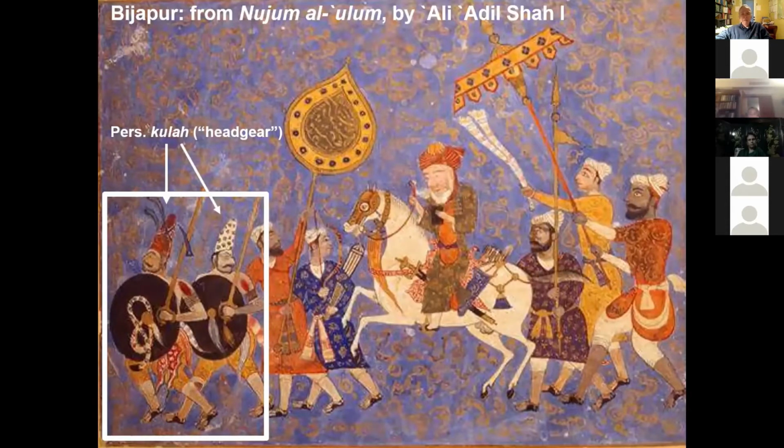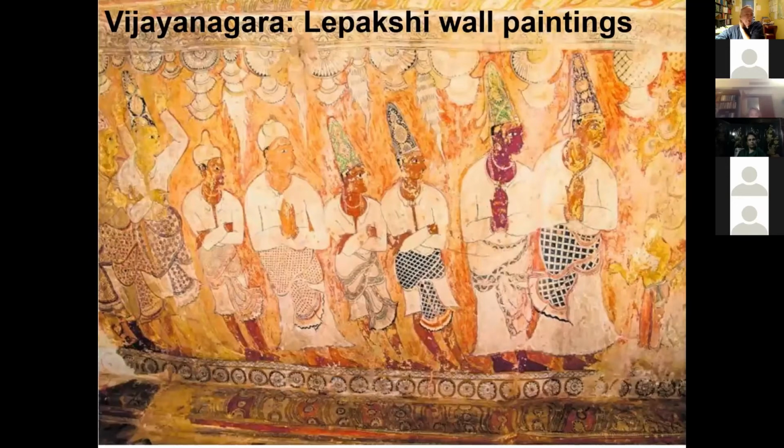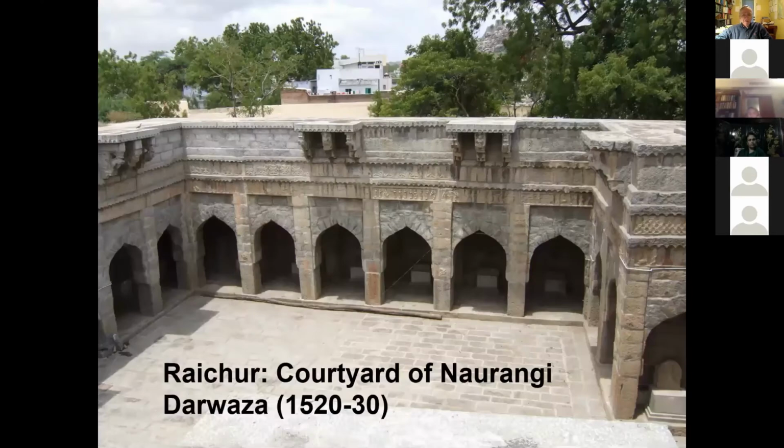Here, for example, is one of the many images that appears in the Nujum al-Ulum, a famous text written by Ali Adil Shah of Bijapur, in which we see depicted here these Turkish warriors wearing headgear called kula. And that same headgear is found in Vijayanagara paintings here at Lepakshi, as well as not just the headgear, but also the tunics seem to be derived from Iranian or at least Middle Eastern origins. We find even Krishnaraya himself, one of the most prominent kings of Vijayanagara, depicted here in Raichur shortly after he conquered this fort from Bijapur.